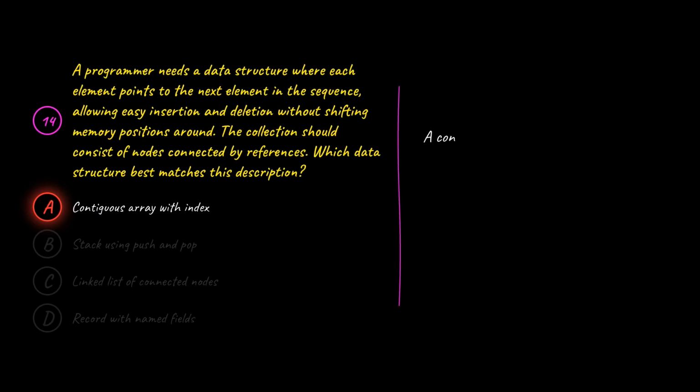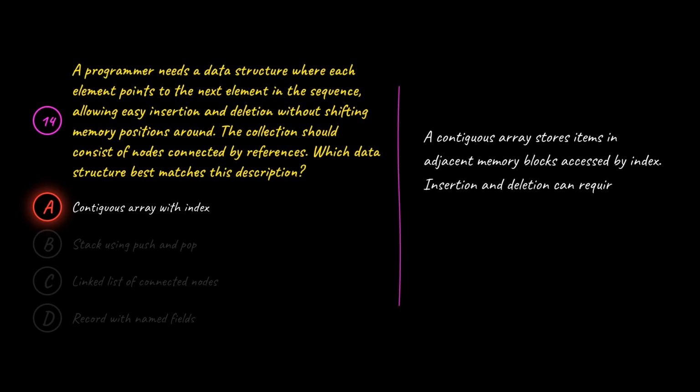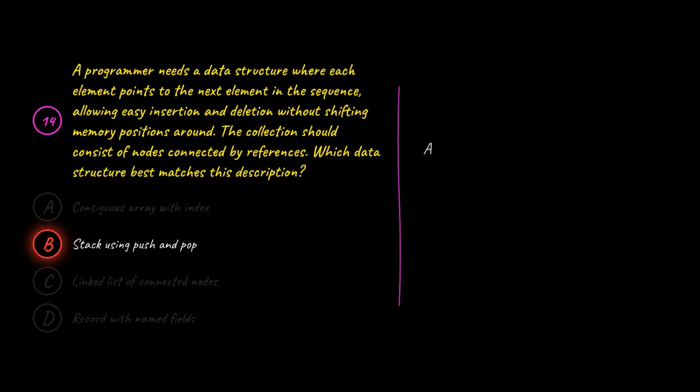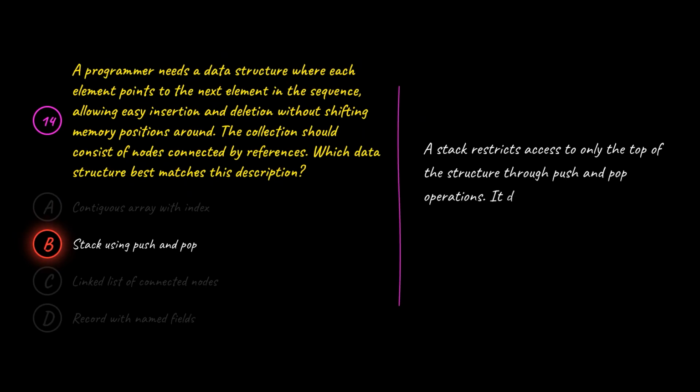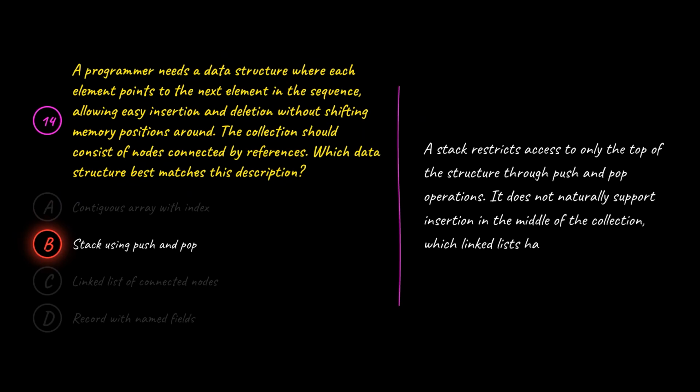A is wrong because a contiguous array stores items in adjacent memory blocks accessed by index. Insertion and deletion can require shifting many elements to maintain contiguous storage, which contradicts the requirement for efficient modifications. B is wrong because a stack restricts access to only the top of the structure through push and pop operations. It does not naturally support insertion in the middle of the collection, which linked lists handle well.